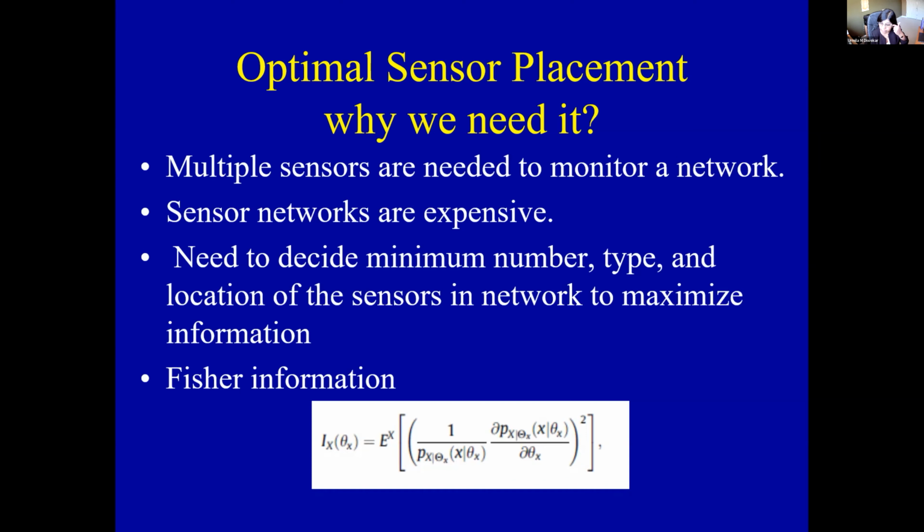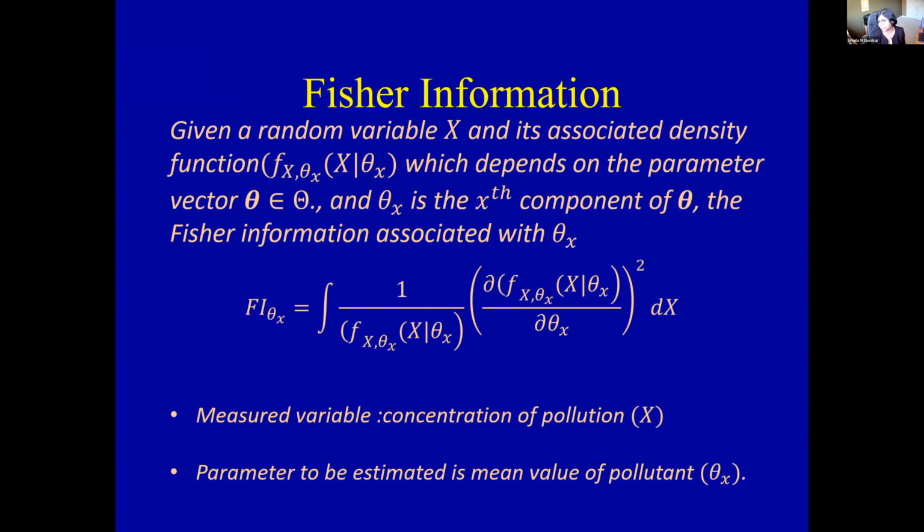Most sensor placement problems maximize information. In my group, we use Fisher information as an objective to be maximized. You will see this equation, it's a probabilistic term. Fisher information is a measure of observability.